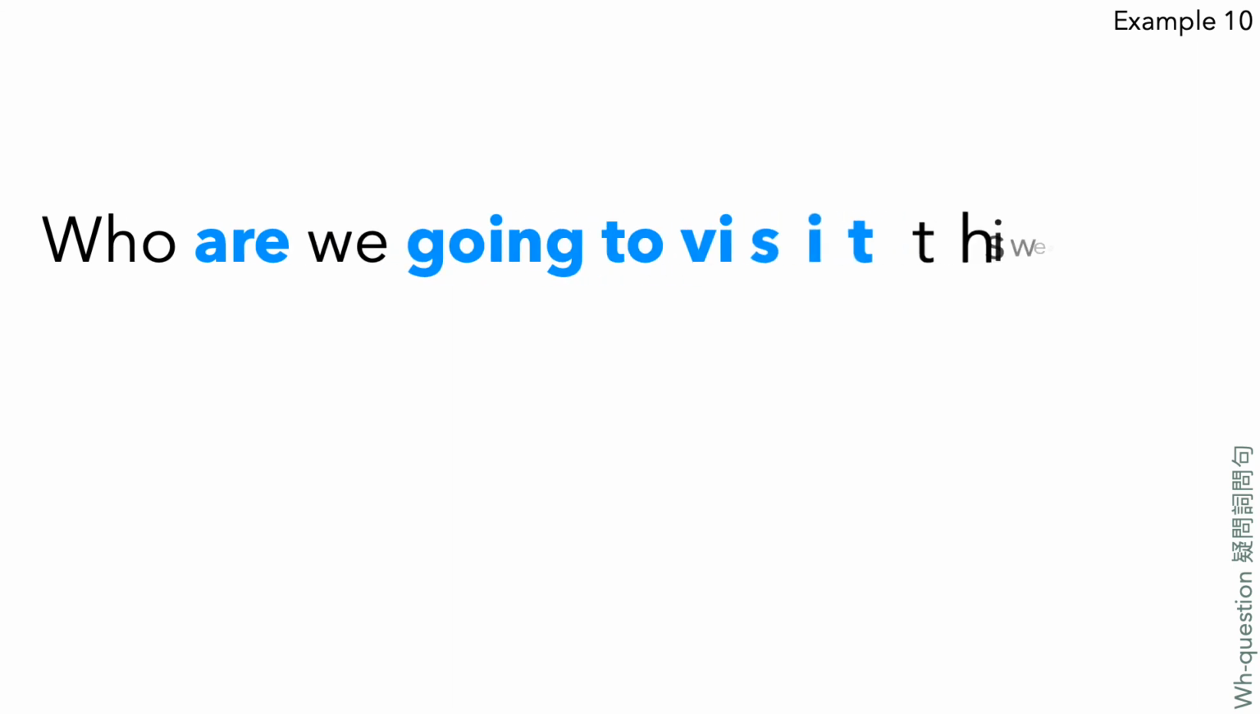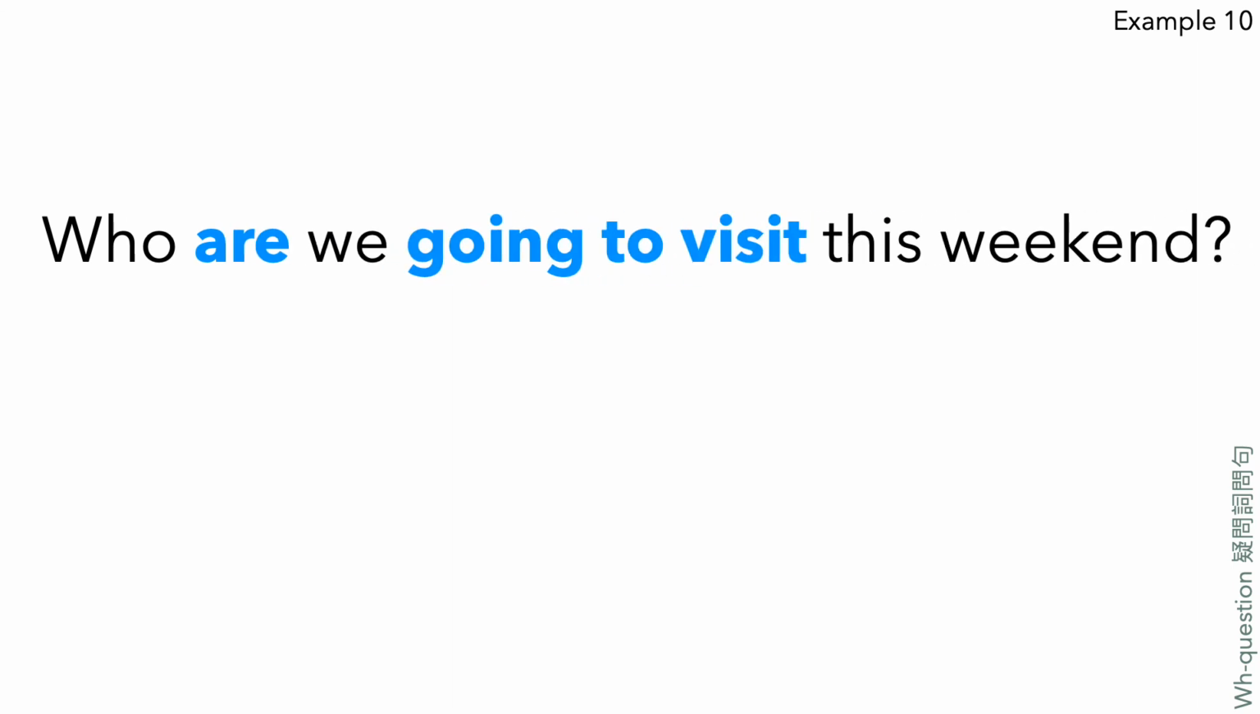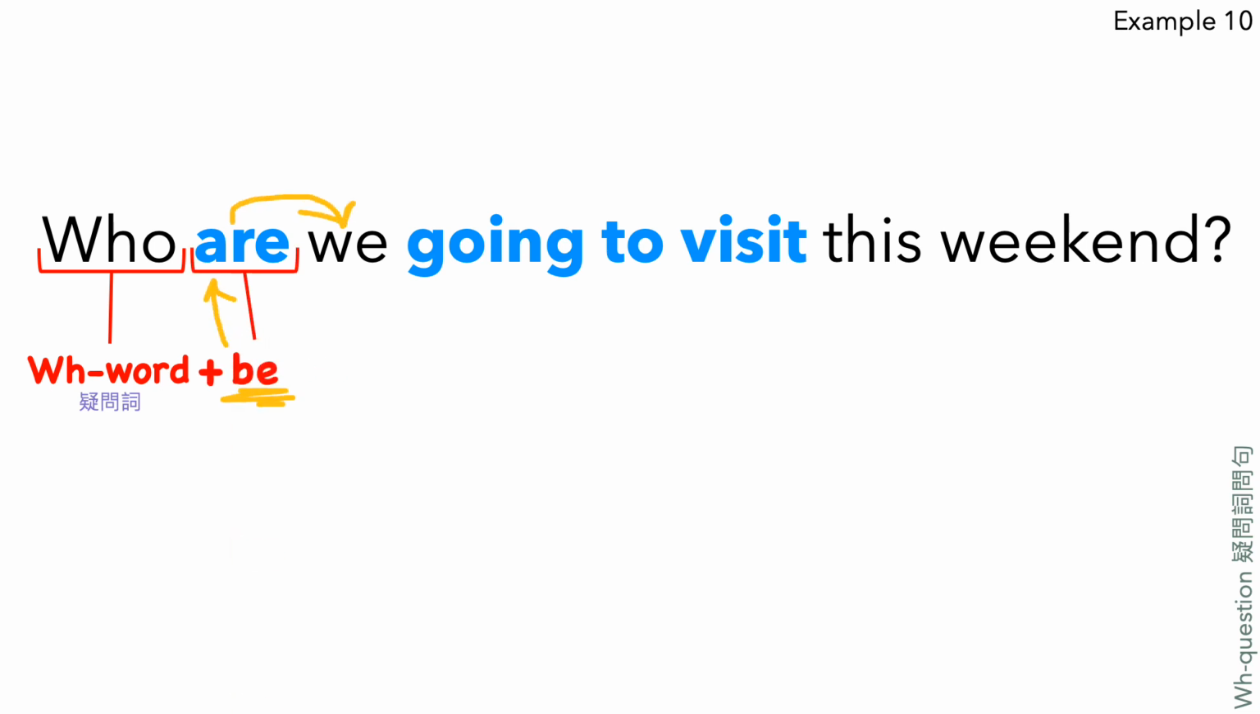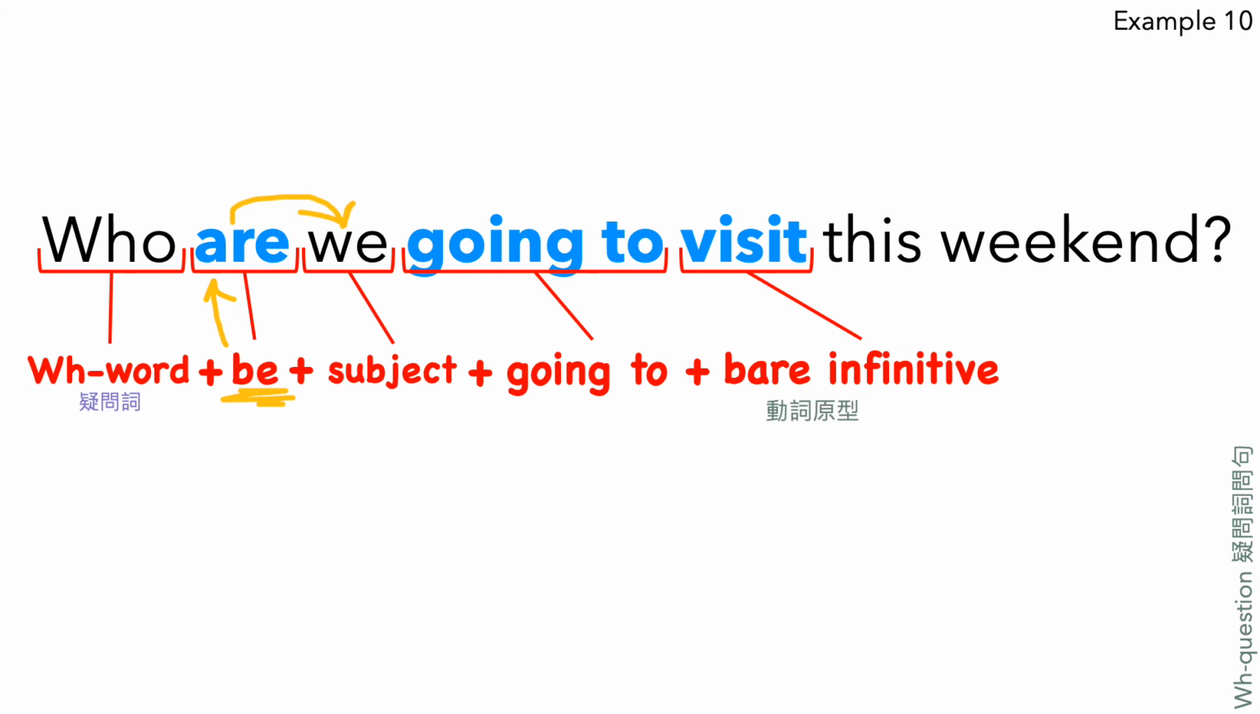One more example. Who are we going to visit this weekend? We have WH word at the front again. This time we have who, capital letter W. And then be. We use are here because of the subject we. And then going to, and then the bare infinitive. Again, no ed, no ing.